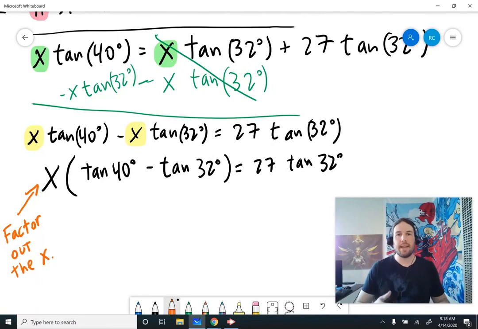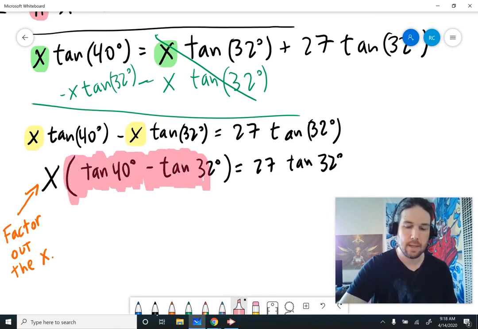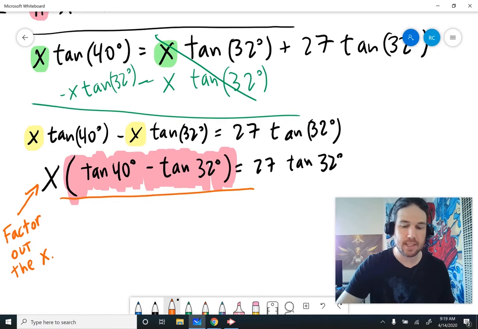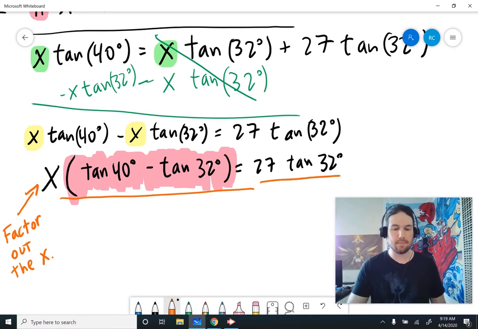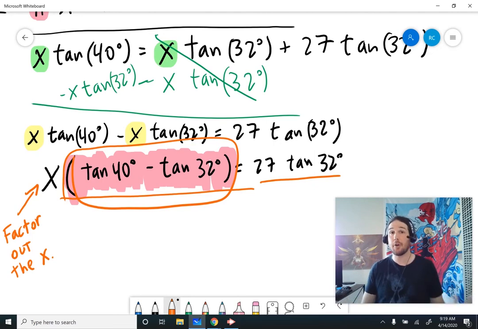Now again, it seems like we've made it uglier, but we're actually only 2 steps away from getting the solution. And one of those steps is going to be calculator. So we've got x times this big, complicated, annoying-looking number. But it's still just x times a number. We know what to do when we have x times a number. We divide by that number. So I'm going to divide both sides by tangent 40 degrees minus tangent 32 degrees. I don't know what that number is, but it is just a number, so I can divide by it.